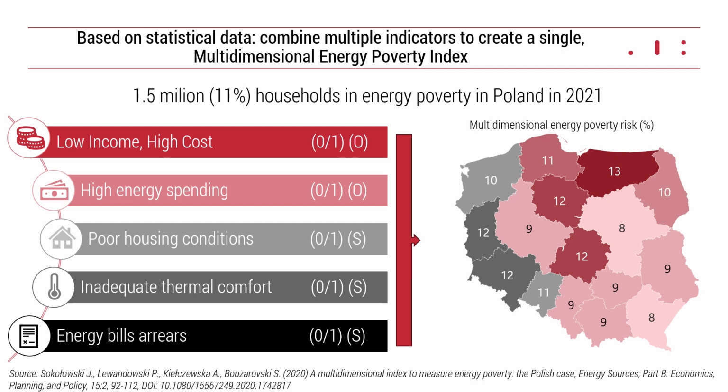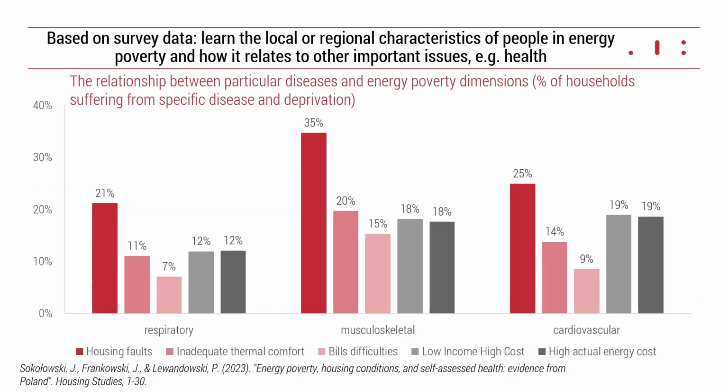And you can see that we can also disaggregate this information to the regions of Poland and see which regions are particularly at risk of energy poverty. And again, we can return this one number, which for 2021 was about 1.5 million households that were suffering from multidimensional energy poverty in Poland. Going further, this is based on survey data.